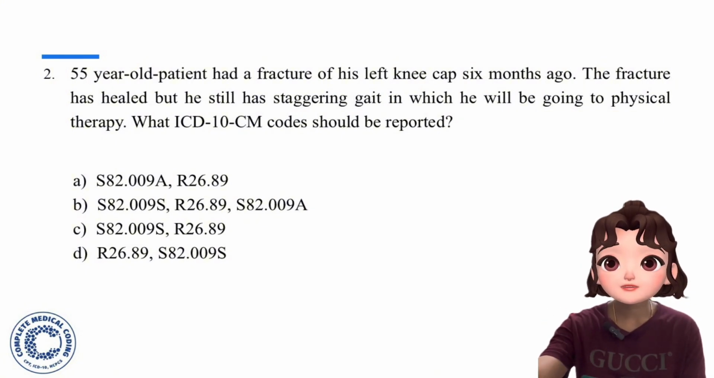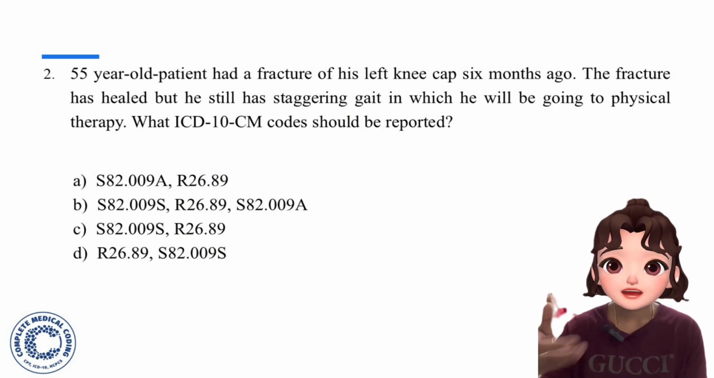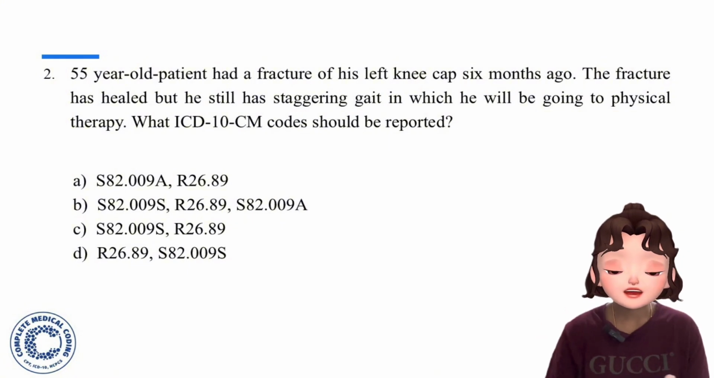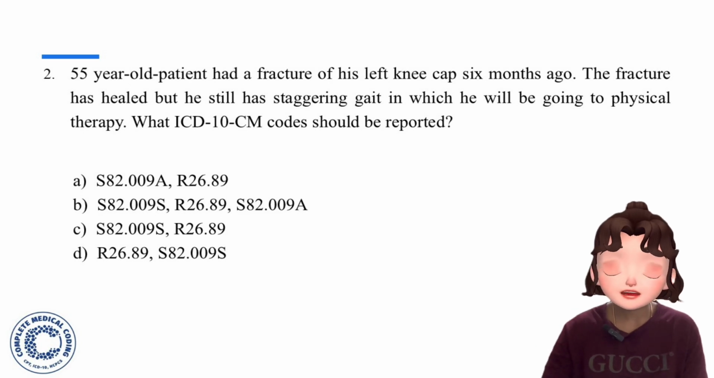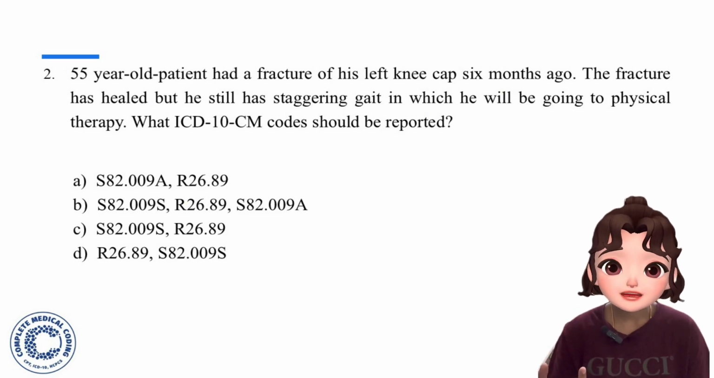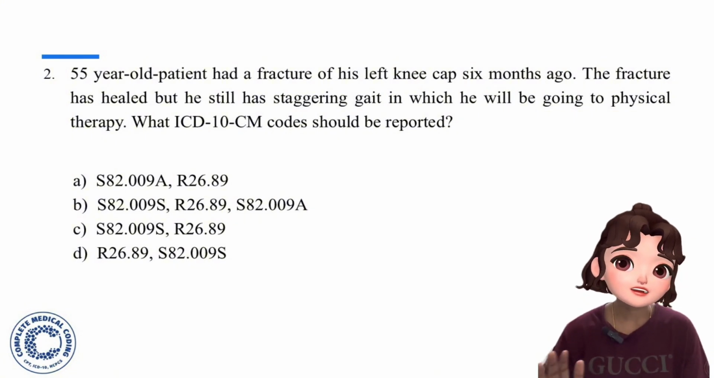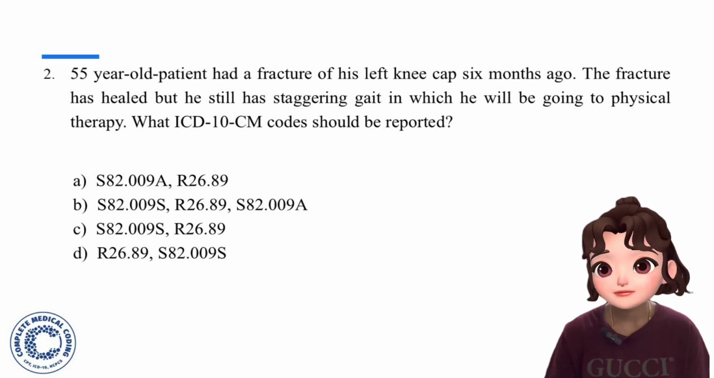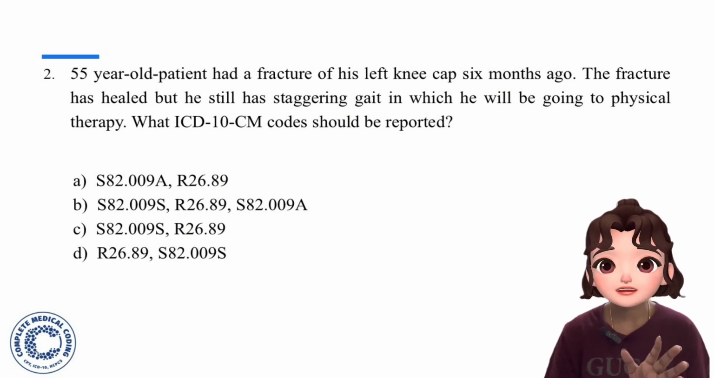R26.89 means other abnormalities of gait and mobility, and then you need to code this fracture code, S82 here. Anyway, in the question it is not in the options, nothing mentioned, no option says specified left knee or something like that. So go with whatever option is given in the question. In all the options it is specified as unspecified fracture. So go with that.